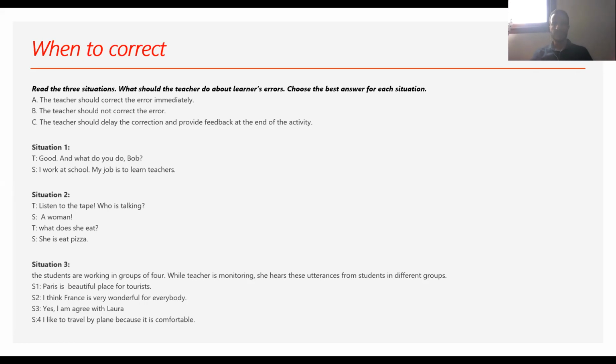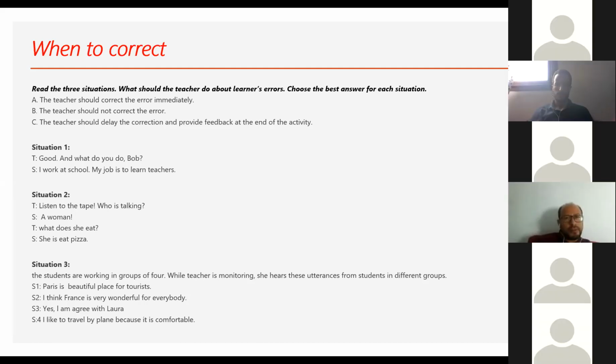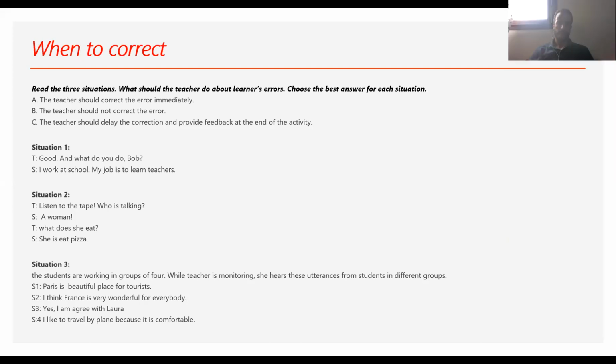Interesting. Others, can you reflect on situation number 2? I kind of disagree with Miriam. I think the teacher should correct, but till the end of the activity. Yes, sir. And I think the same. The teacher should delay the correction till the end of the activity. Okay, good.